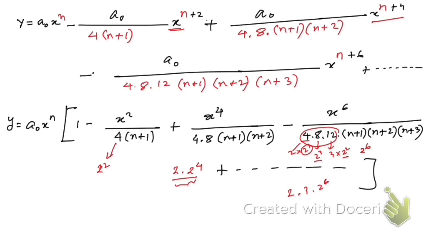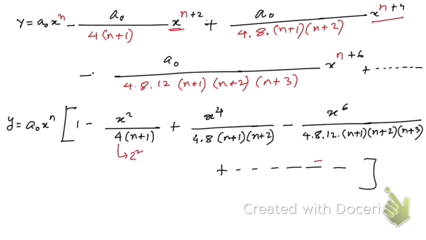So why am I doing this kind of thing, I will explain now. Just give me a second. So if you write this 4 as 2 square, if you write this one as 2 into 2 to the power 4, and if you write this as 2 into 3 into 2 to the power 6, then here you can see this is x to the power 6, so x by 2 to the power 6. So this is x to the power 4, here 2 to the power 4, x square, 2 square.